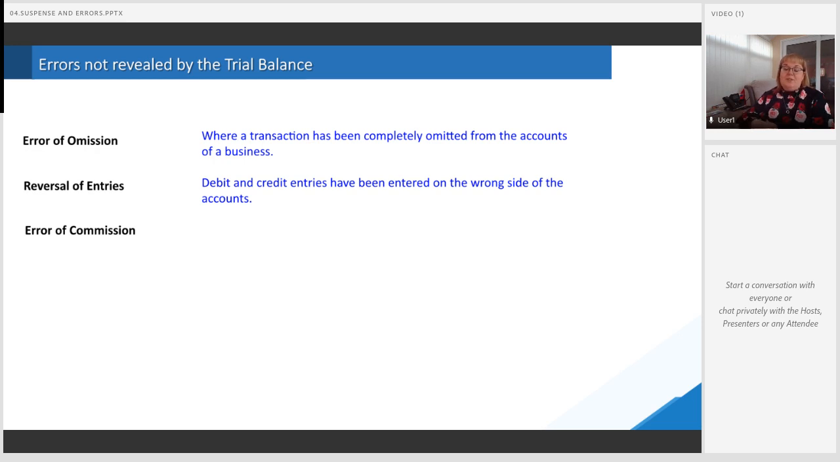An error of commission. So this is where a transaction has been entered in the wrong account. So let's go think about that wages transaction. So we've paid wages, so we've credited the bank, and instead of debiting wages, we've debited rent. We still use the right category of ledger account, so we've still used an expense account, but we've just used the wrong expense account. So no impact on the trial balance because debits and credits took place, but the debit went through the wrong account.